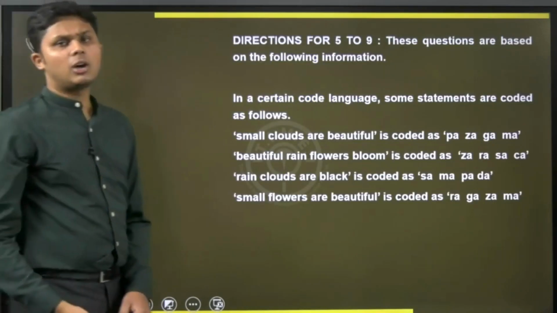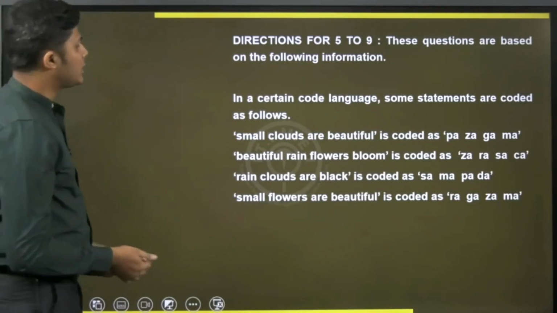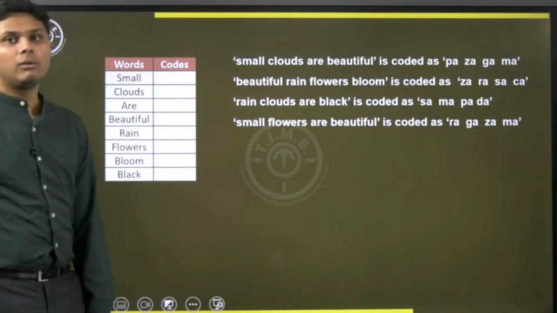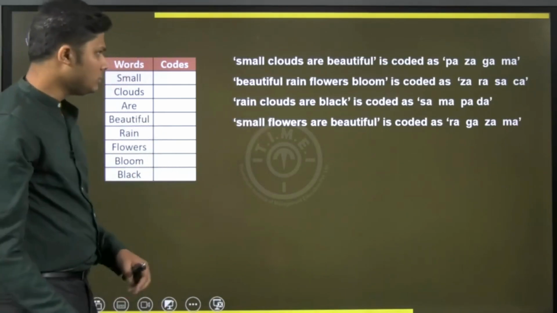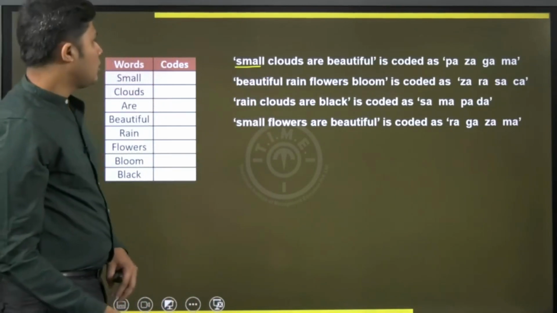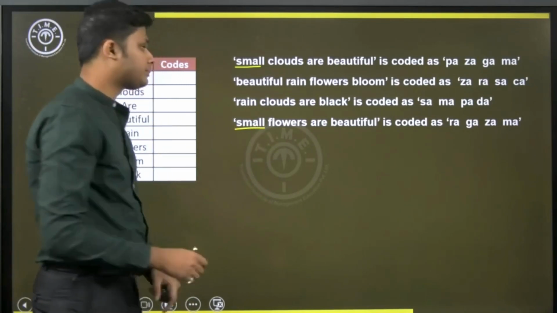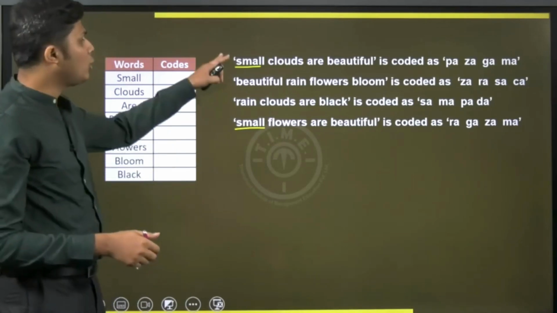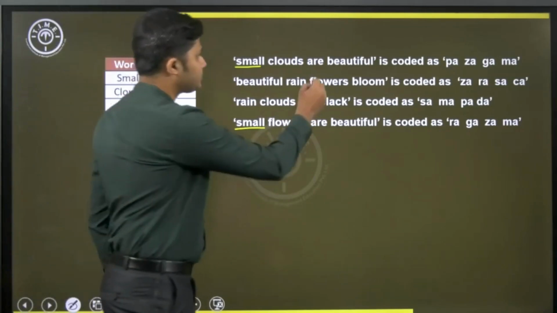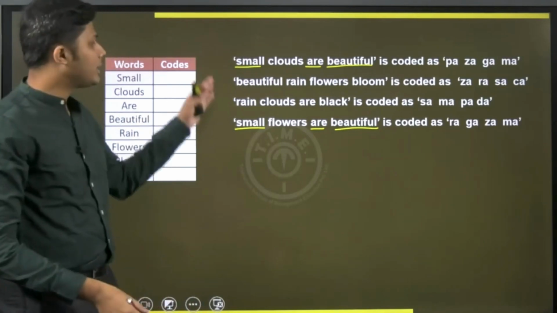So now let's solve a new set. In a certain code language, some statements are coded as follows. Similarly, I've created a table for all the unique words given in the statements. Now let's start with the first word in the first statement, which is small. On comparing, we can see that statement 4 has small, but small is not the only common word between statement 1 and statement 4. We can see are beautiful is also common between statement 1 and statement 4.